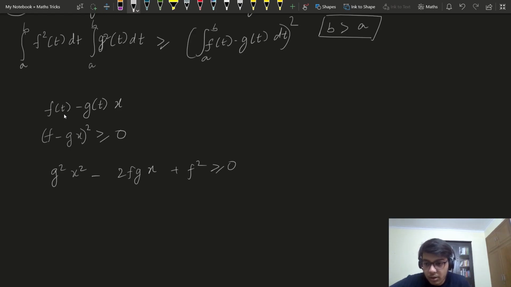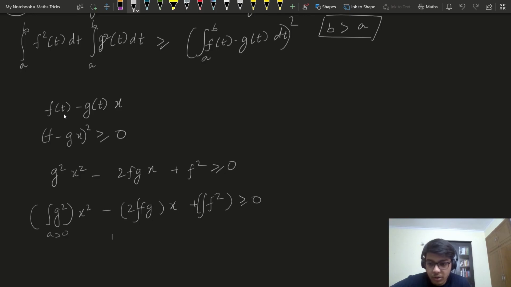Integrating with respect to t, g square x square minus 2fg x plus f square greater than equal to 0. So this is a quadratic inequality, which is greater than equal to 0 and a greater than 0. Therefore the discriminant would be less than equal to 0. This implies b square minus 4ac, 4 fg square less than equal to 4 g square f square. Okay, QED.